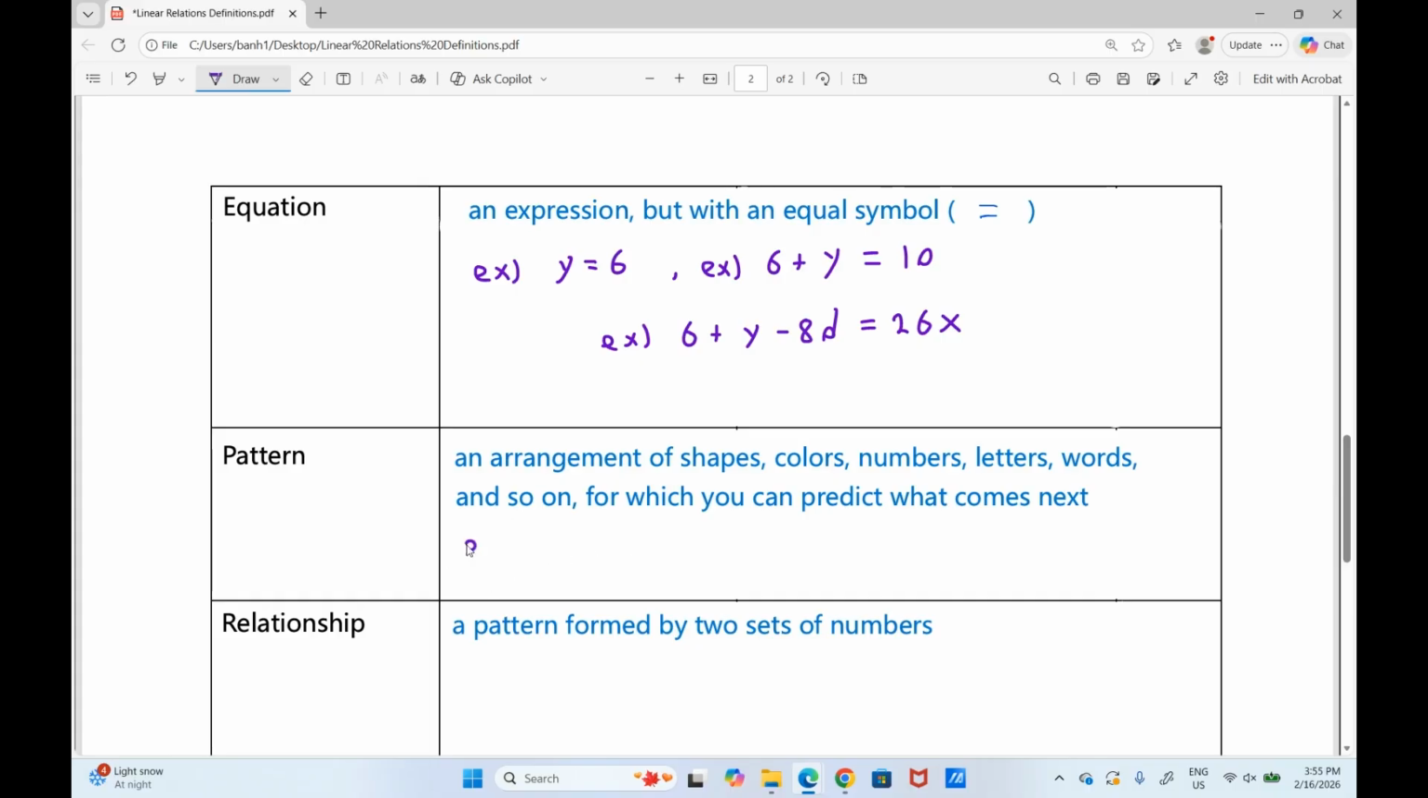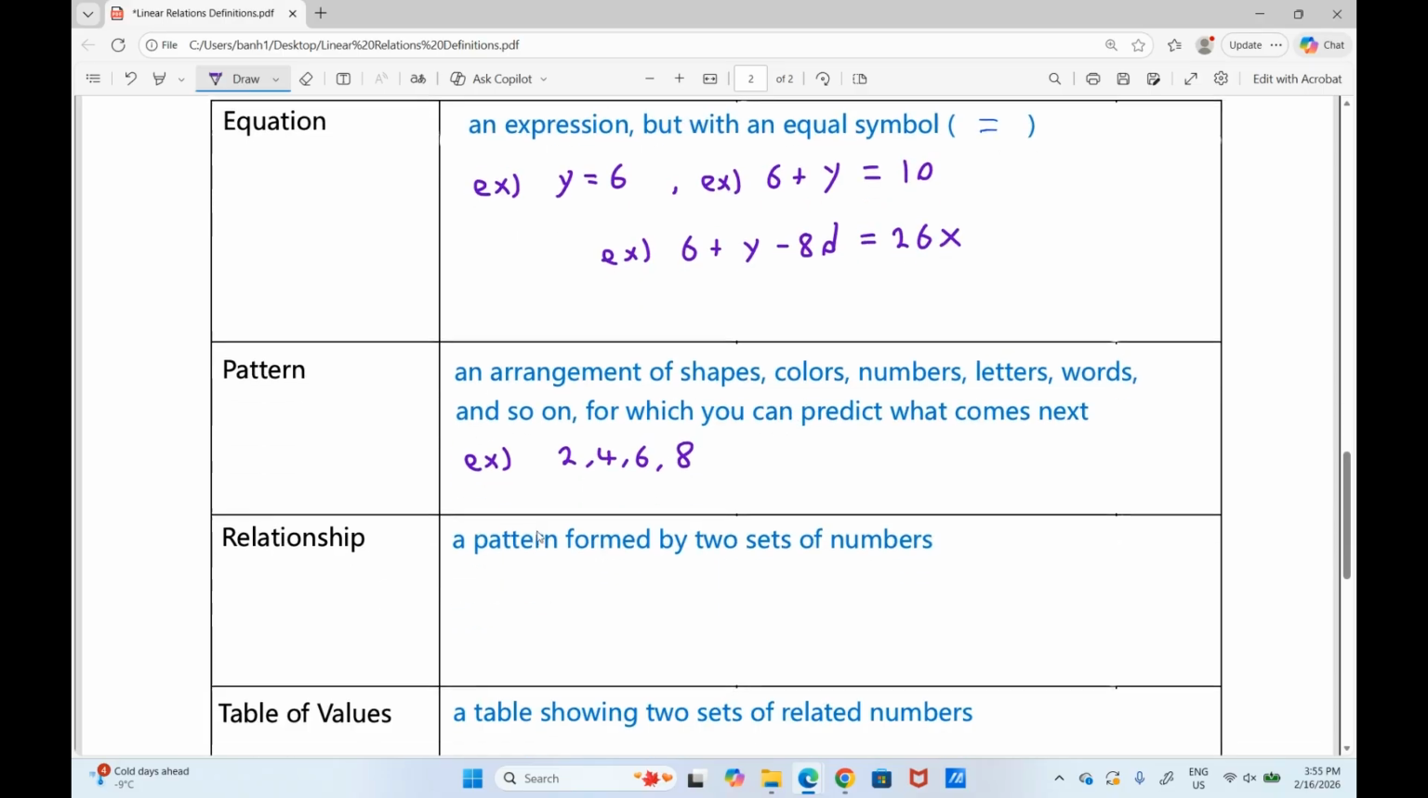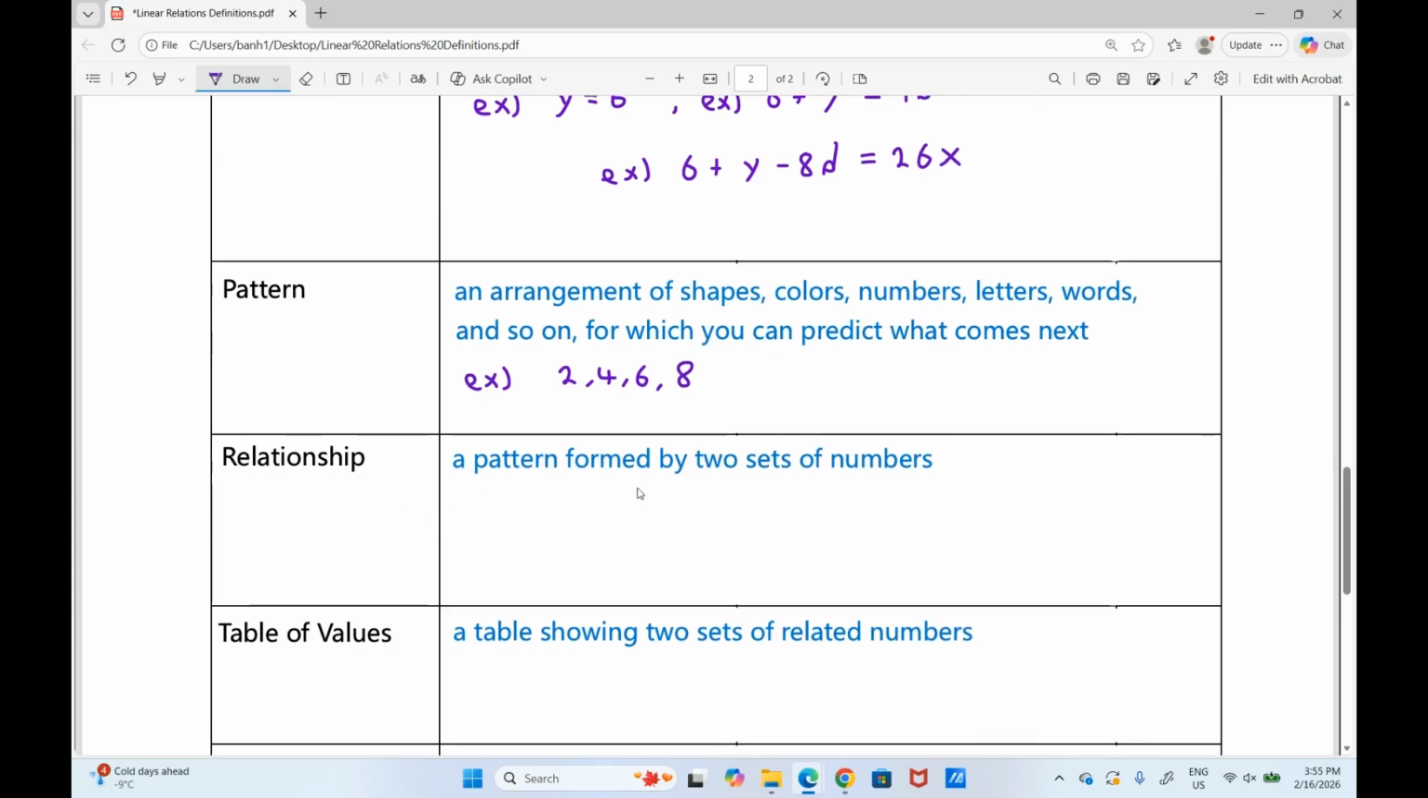So if I, for example, had this pattern here, let's say I had 2, 4, 6, what do you think comes after 6? Probably 8, right? Because it looks like I'm skip counting by 2. So that's an example of a pattern. Now, a relation is a pattern formed by two sets of numbers.